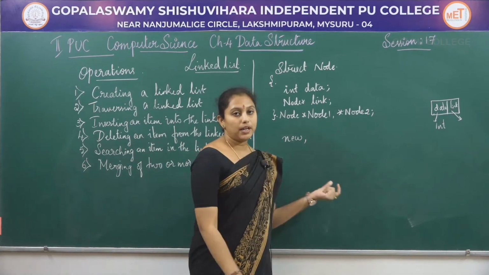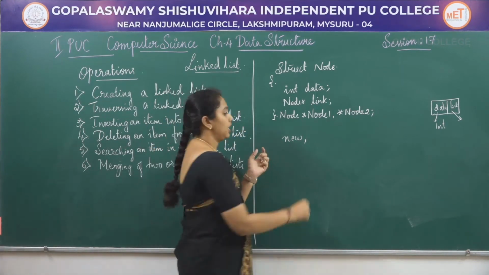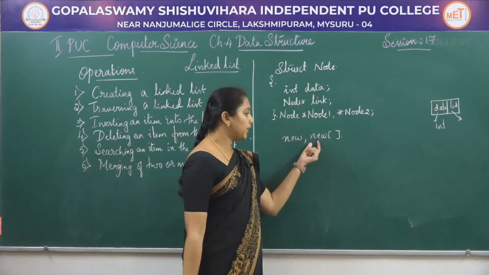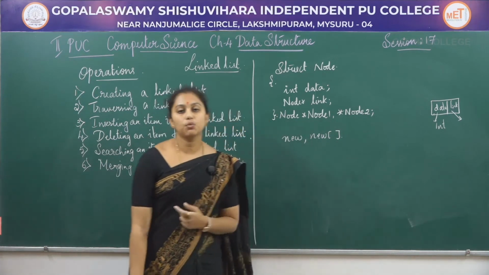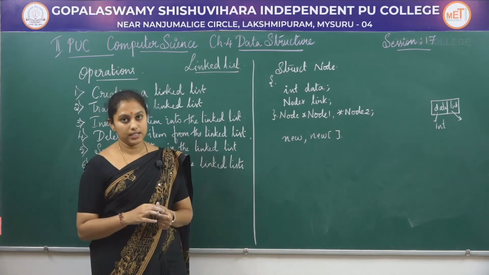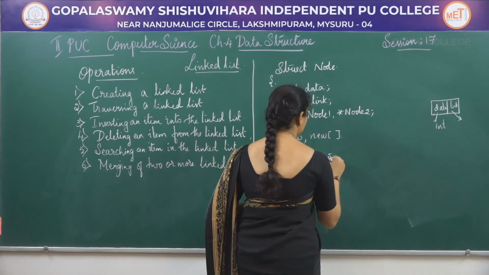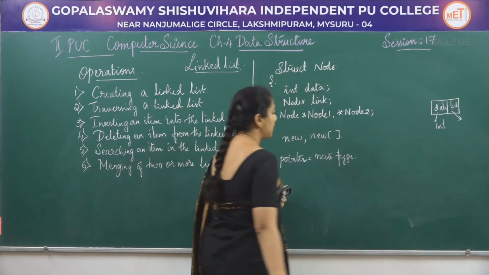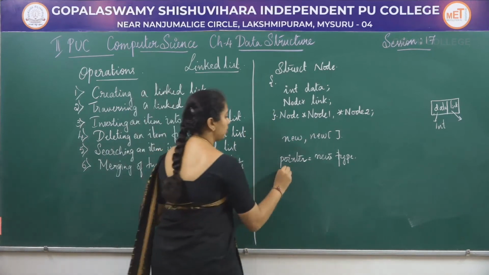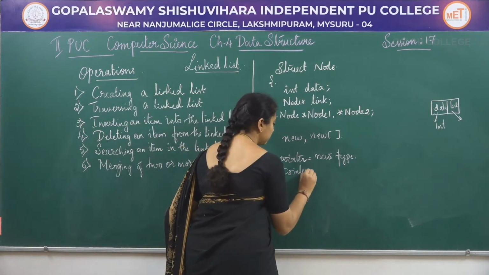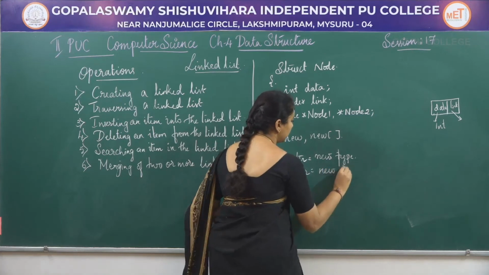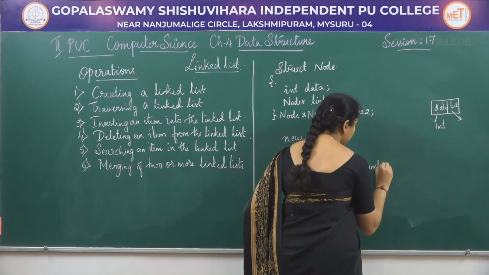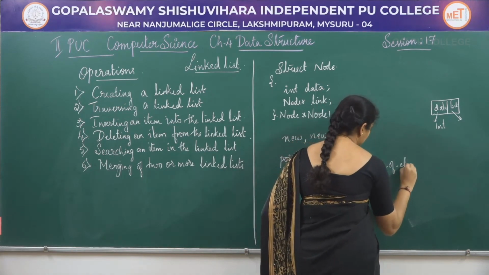So this new operator allocates space, and this operator new will allocate memory locations for arrays. This new operator is followed by the type specifier. Pointer is equal to new type, number of elements.